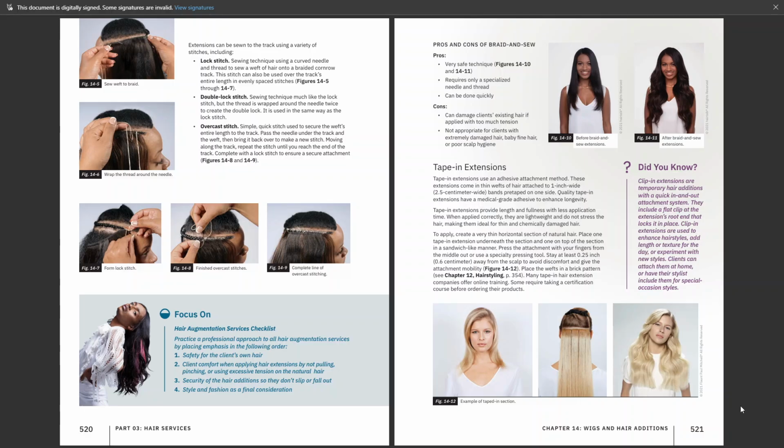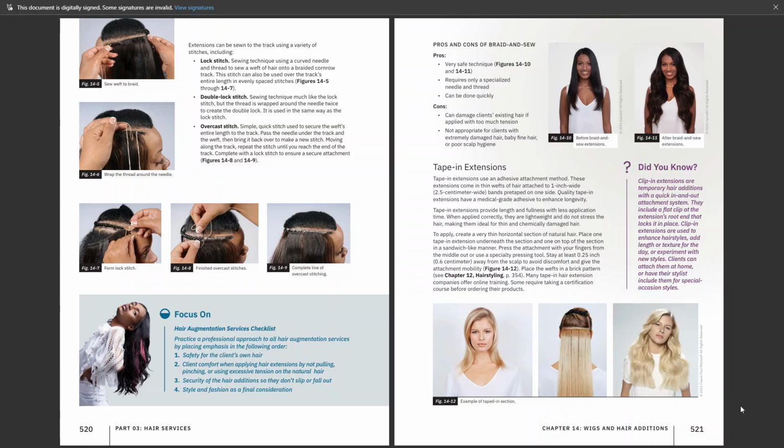Extensions can be sewn to the track using a variety of stitching, including lock stitch, a sewing technique using a curved needle and thread to sew a weft of hair onto a braided cornrow track. This stitch can also be used over the track's entire length in evenly spaced stitches. Figures 14-5 through 14-7 show examples.